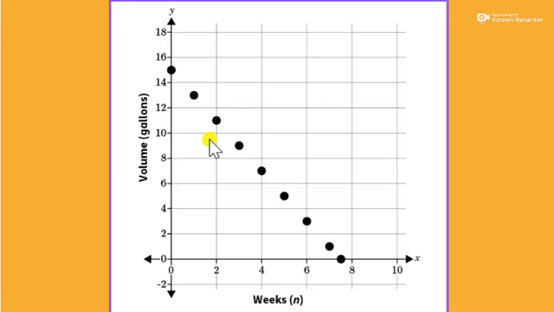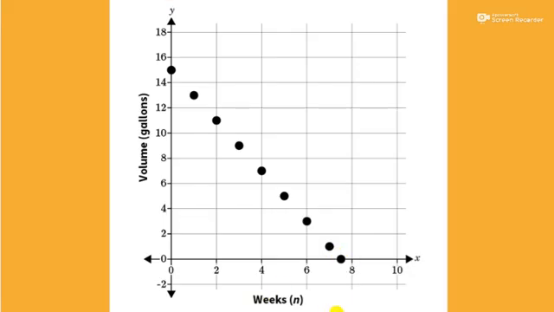Here's the graph. So how many weeks till it's empty? Come here to empty. And it looks like it's going to be 7 weeks. 7.5 weeks is what it says. And what is the x-axis? It's the number of weeks.